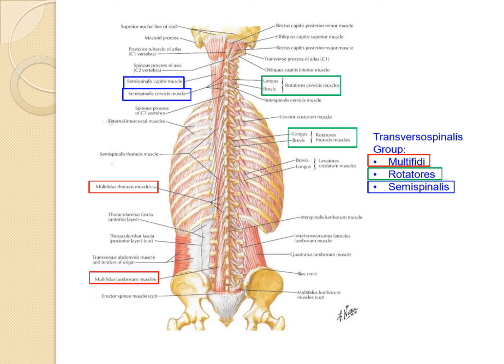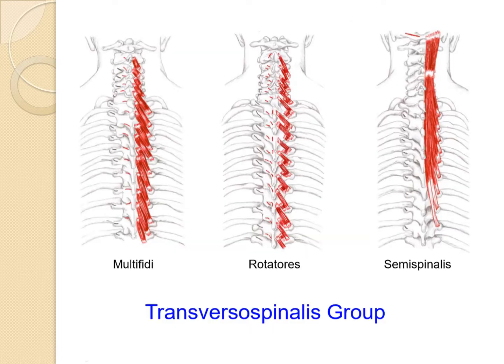The transversal spinalis group includes the multifidi, rotatories, and semispinalis muscles, as shown in this graphic. This graphic better illustrates the 3 muscles which make up the transversal spinalis group.